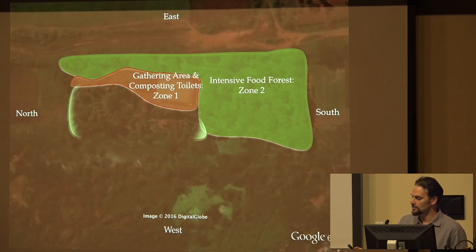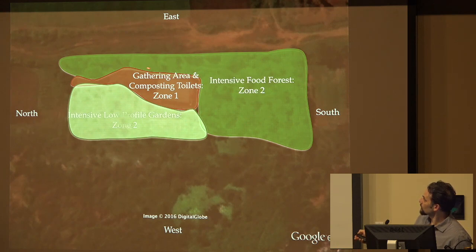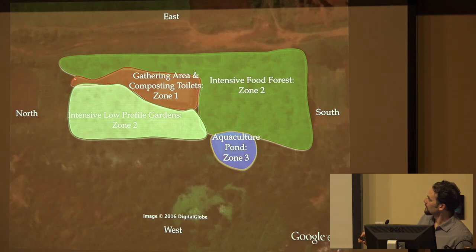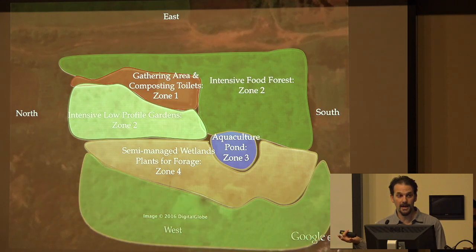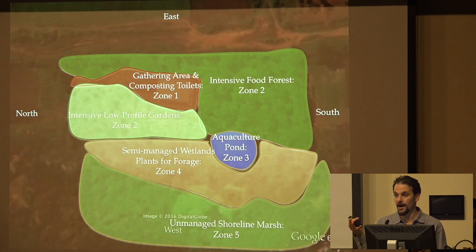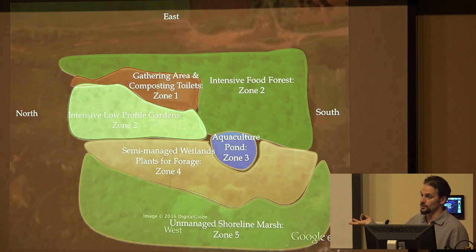So we talked about the zones. And right around the building, we had that zone 1, the area of the highest traffic, where they have composting toilets. So they're actually not defecating in water. They're composting it because they don't have the water resources or the water treatment resources for that. And then they have their intensive food forest, that's zone 2. Then they have intensive low-profile gardens, semi-managed wetlands, plants for forage, and then aquaculture. They're raising fish in the pond. And then zone 5 is this unmanaged shoreline marsh.